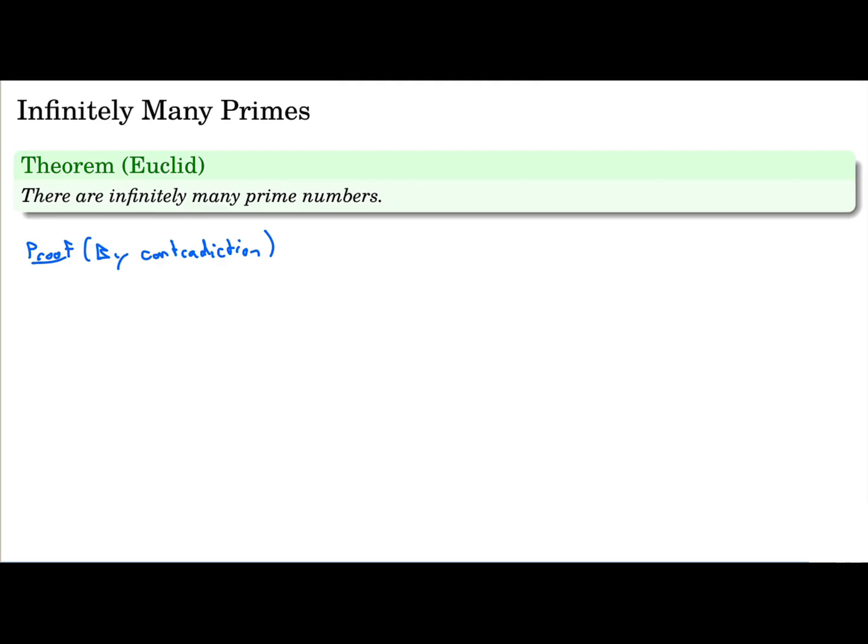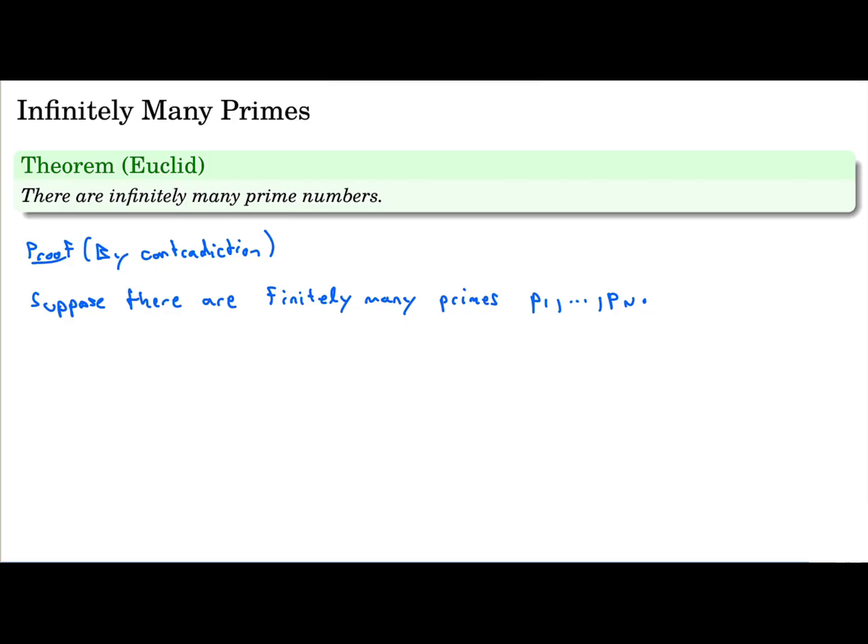So suppose there are finitely many primes. So suppose you have a finite amount of primes. There's a prime p1 all the way to prime pn. So suppose you have n primes, right? There's the first one, the second, and up to n, and they're only a finite amount.